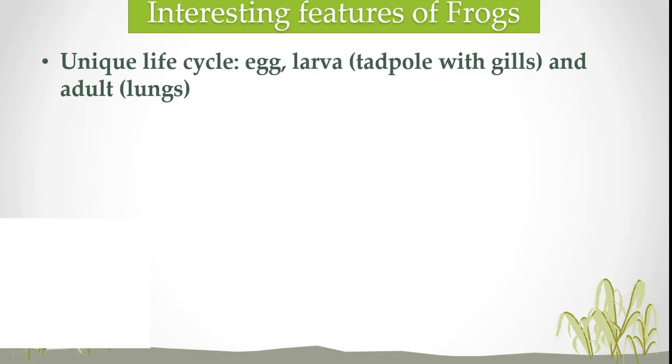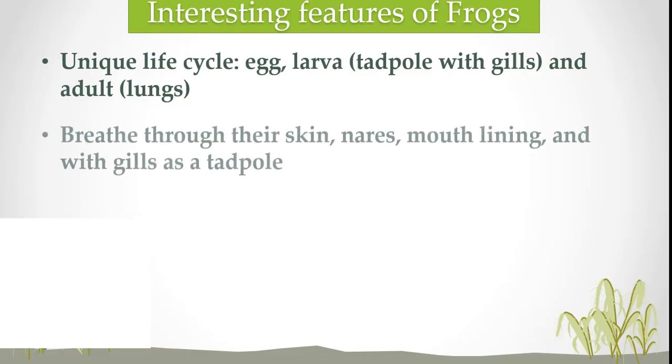Okay, we have the life cycle, which goes from egg to larva, which is called the tadpole, which breathes with gills, and then the adult. So we call that a complete metamorphosis, where the juvenile form doesn't look anything like the adult form. We kind of talked about that a little bit with insects. We're going to see here they breathe through there.